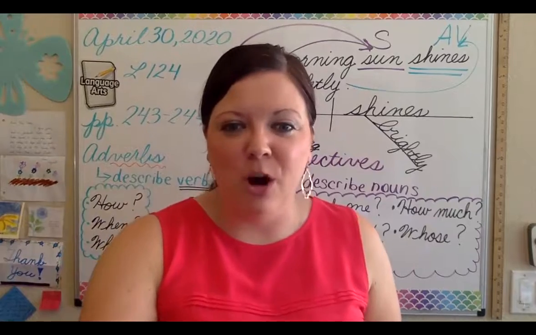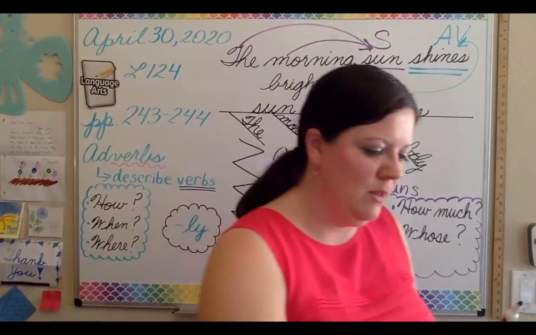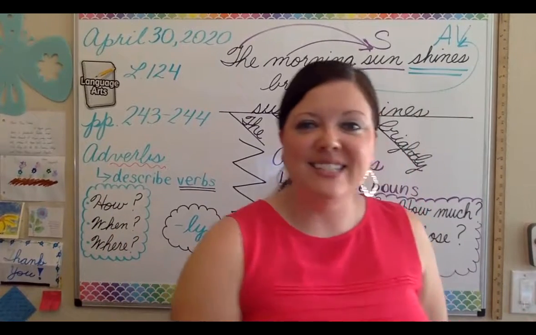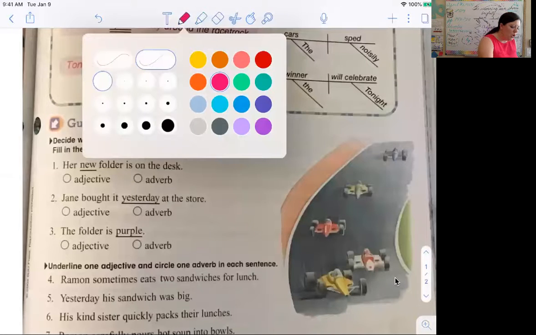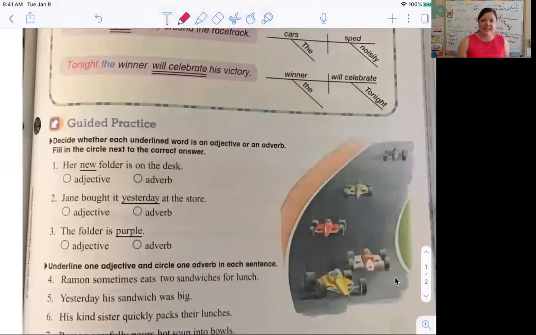Let's go ahead and go back to our book. Let's take a look at section 1. Section 1 says, decide whether each underlined word is an adjective or an adverb. Fill in the circle next to the correct answer. Now remember, students, in order to decide whether a word is an adjective or an adverb, we have to first determine what kind of word it is describing. Okay, so let's look at sentence number 1 together.